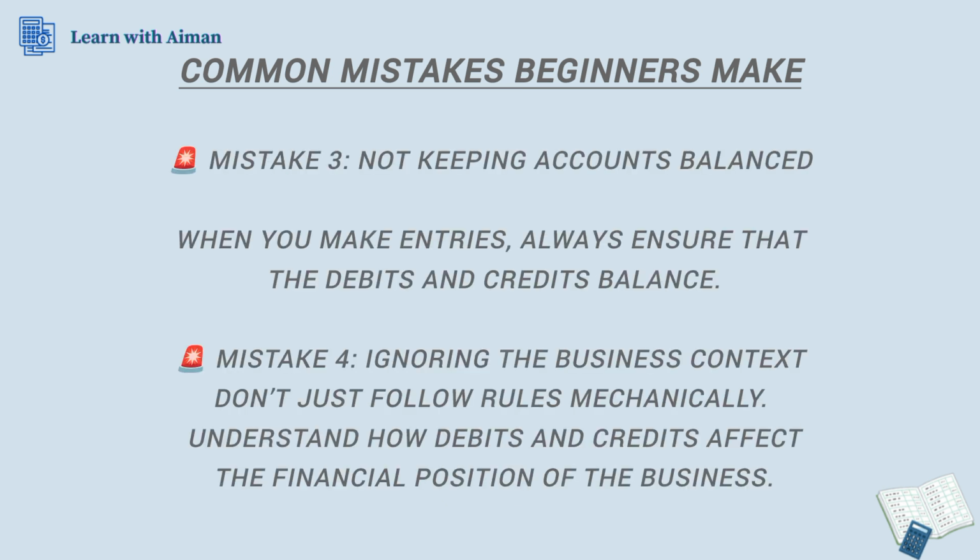Mistake number 3, not keeping accounts balanced. When you make entries, always ensure that the debits and credits balance. Mistake number 4, ignoring the business context. Don't just follow rules mechanically. Understand how debits and credits affect the financial position of the business.